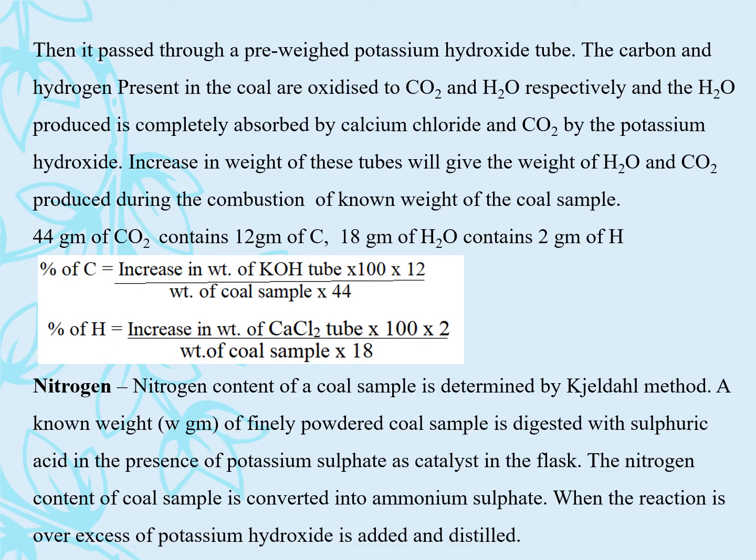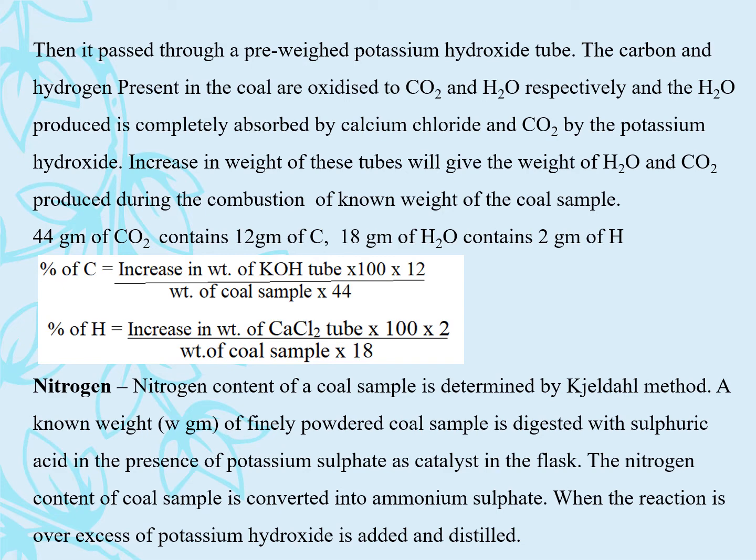Now from the known we'll go to the unknown. We all know that 44 grams of carbon dioxide contains 12 grams of carbon, and 18 grams of water contains 2 grams of hydrogen. So now the formula to calculate the percentage of carbon and hydrogen is as follows.